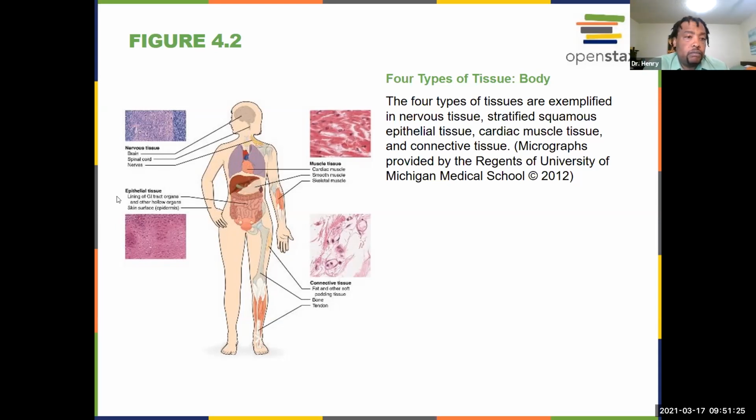So nerve tissue is going to be responsible for the development of anything with the nervous system, right? So your brain, your spinal cord, your nerves. Your muscle tissues, muscle, right? Your cardiac muscle, your smooth muscle, your skeletal muscle.